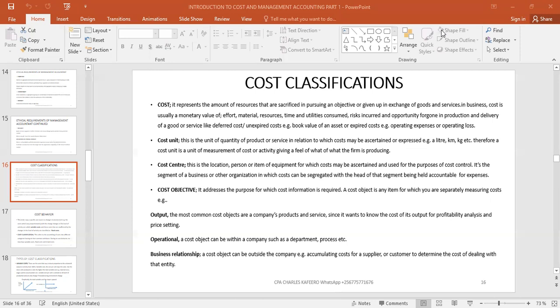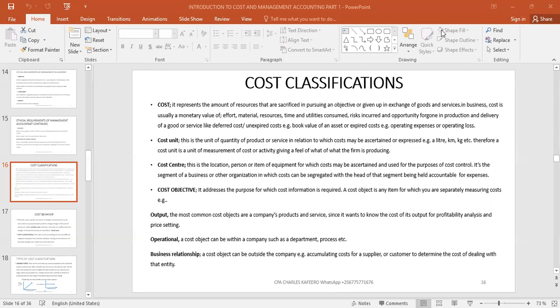The most common cost objective is a company's product or service, since it wants to know the cost of its output for profitability analysis and price setting. Our aim as a manufacturing company is to produce output or to render a service, but we want to know how much we are going to spend in the production of that certain item.